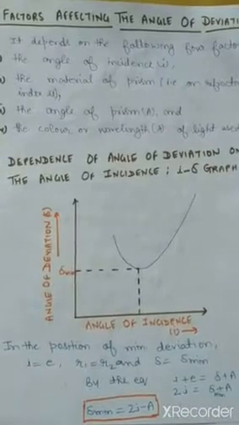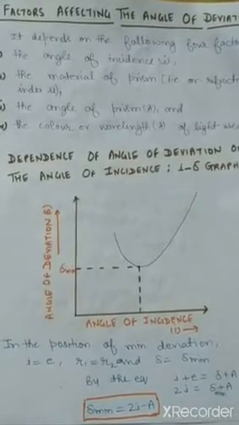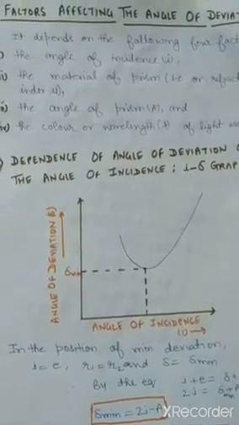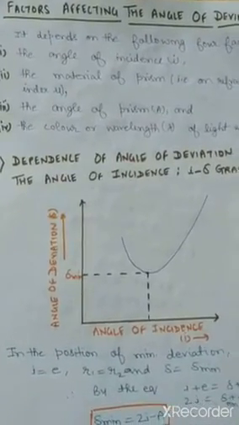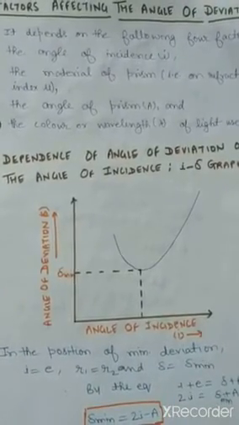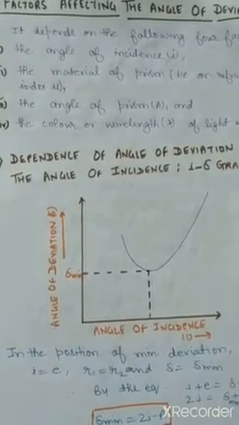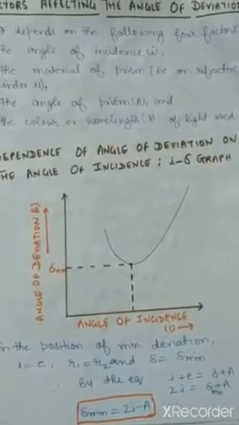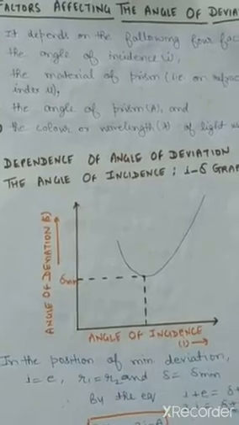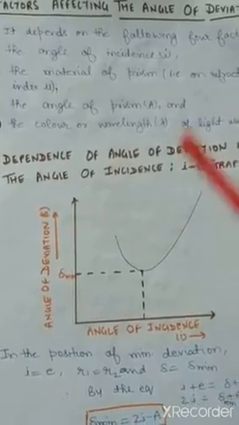So what are the factors which affect the angle of deviation? So we can say, on what factors does the angle of deviation depend? It has been found that the angle of deviation depends, first, on the angle of incidence i; then on the material of the prism, that is, on the refractive index; third, the angle of the prism; and fourth, the color or wavelength of light used. So these are the four factors on which the angle of deviation depends. Now one by one we will discuss the factors in detail.